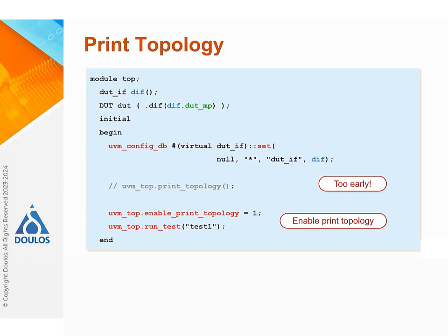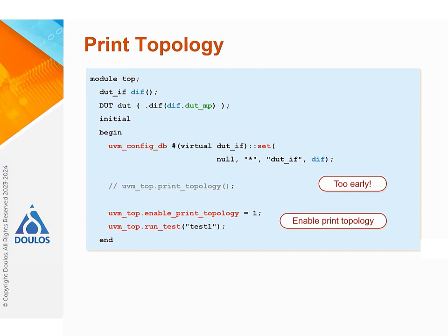Also, it's quite useful when you go to access the configuration database because you can look at the print topology to see exactly what the path is to make sure that you get everything correctly. Now, there are two ways to use the print topology method. First of all, you can use it directly, as we show here in the middle of the slide. You see it's commented out, uvm_top.print_topology. But this is too early because we haven't actually started running our test case. We have to do the last line there, run_test, before we can print anything out.